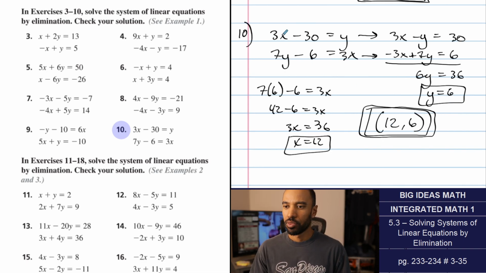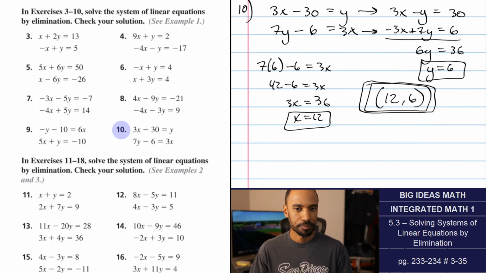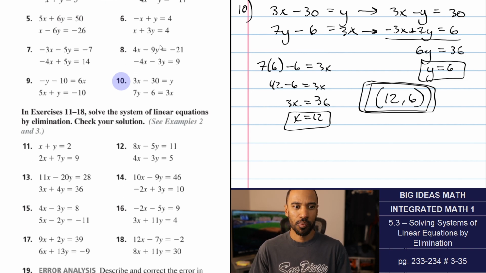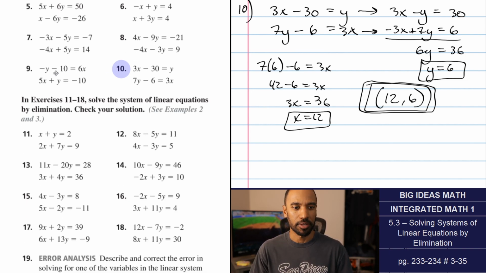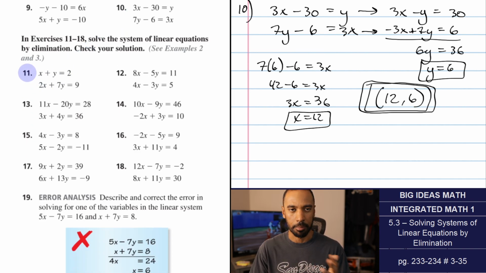Double check the top one. 36 minus 30 equals 6. Again, I'm doing 3 times 12, and I'm plugging in 6 for y. So that's all good. Okay, that was elimination where equations weren't really manipulated. The bottom ones were rearranged a little bit, but no multiplying or dividing both top and bottom by something.